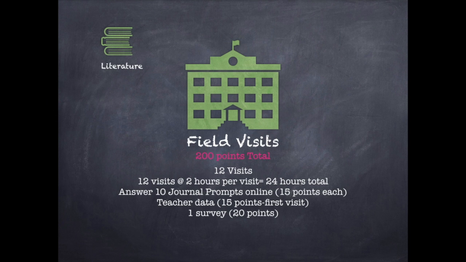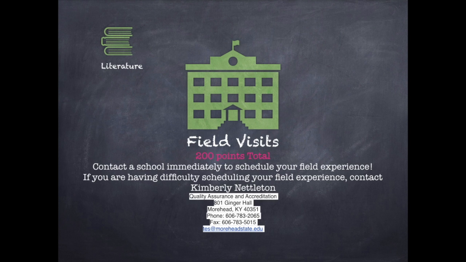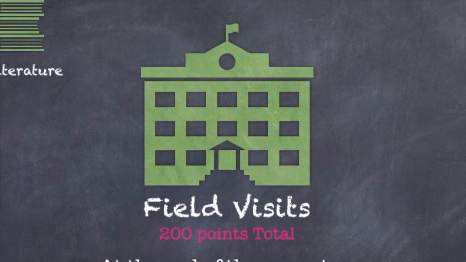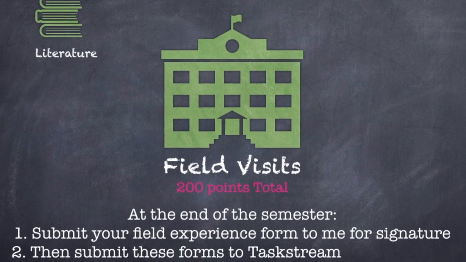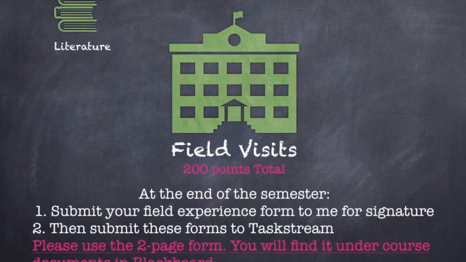So there are lots of hours due for this class. You have 24 field hours in total, and there'll be 10 journal prompts online, some teacher data, and 1 survey at the end. So make sure you schedule your field visits early so that you can keep up. You turn in 2 hours a week, and the field experience forms are online for you. At the end of the semester, you're going to submit that field experience form to me. I'll give it an electronic signature, and then once you get it back, you have to submit it to TaskStream.